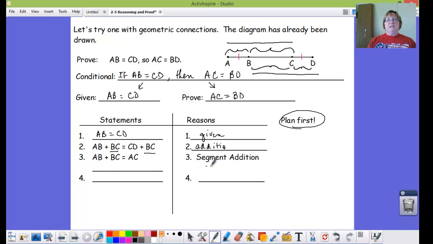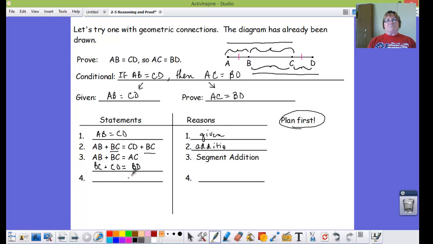That's another segment addition. I'm not going to write the reason again, but I am going to write the other sentence here. BC plus CD equals BD. And those are all lengths of segments. Segment addition. The sum of the parts is equal to the whole.